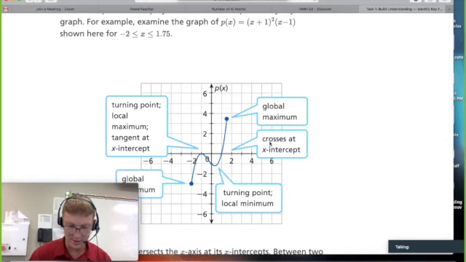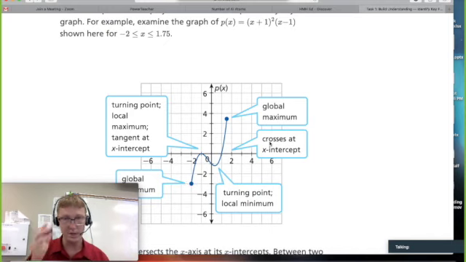On the opposite, what you can't see right here is the global minimum. That is again going to be the lowest number that it goes down to. When I'm talking about high numbers or low numbers, I'm using the y-axis right here, just so we're on the same page.